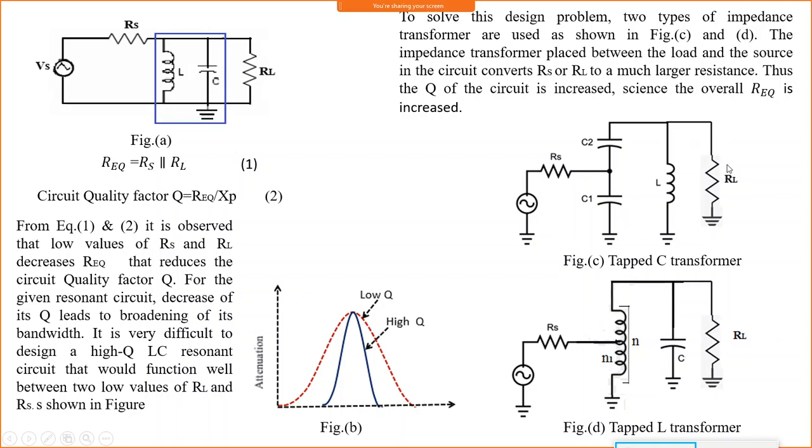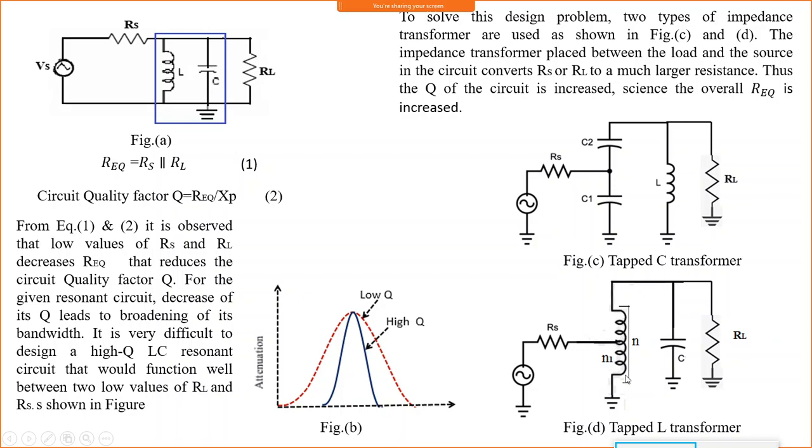By using this network, splitting the capacitor, we can increase the net resistance value; the overall input resistance increases. How it increases, we'll see. Similarly, we can do it for the inductor also. We can put a tapping on this inductor, with a part of it above and a part below.